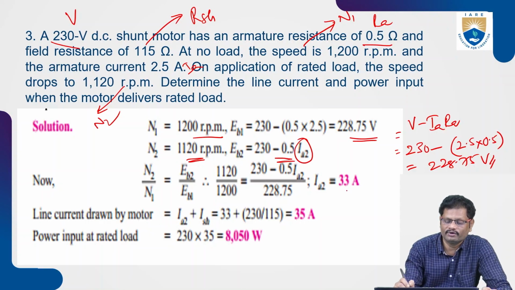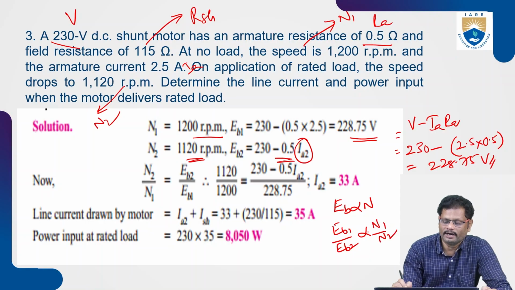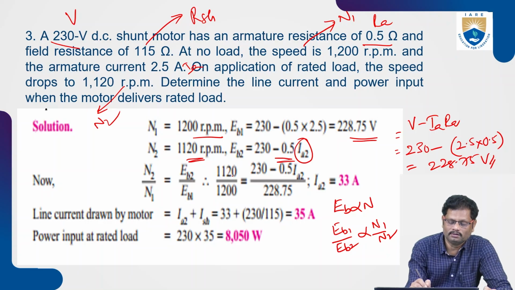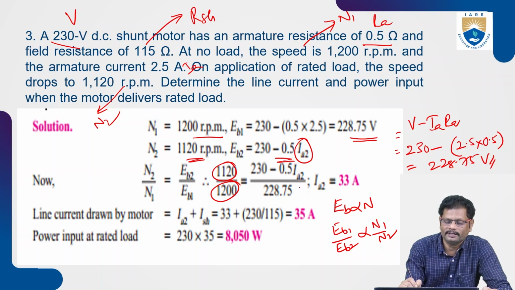So we have a relationship between EB and speed. Back EMF is directly proportional to speed. So EB1 by EB2 equal to N1 by N2, or N2 by N1 equal to EB2 by EB1. From this N2 by N1, the speed at rated load is 1120 and the speed at rated no load is 1200. So N2 by N1 equal to, we have already EB1 as 228.75 and EB2 we don't know.